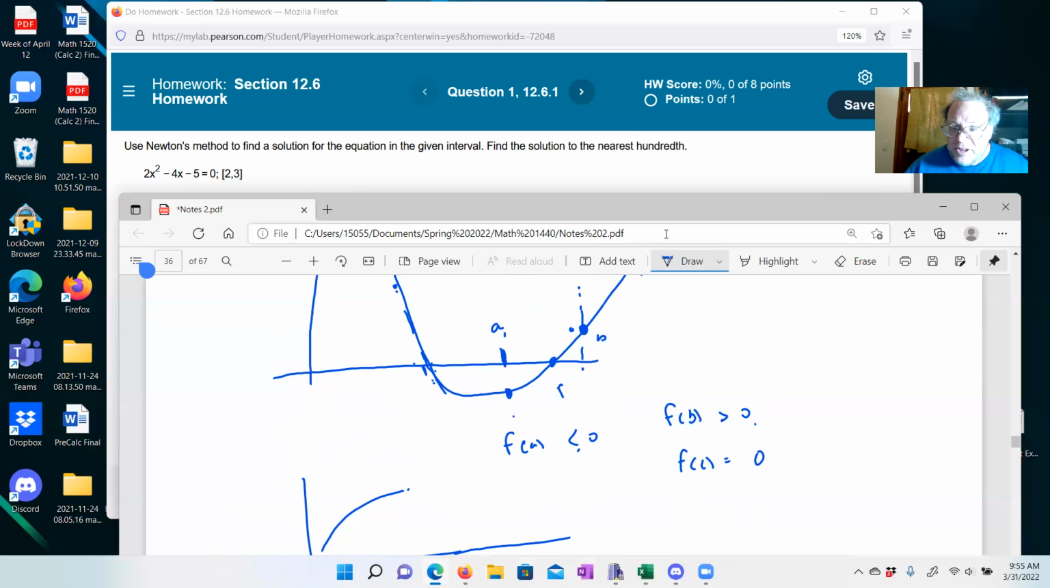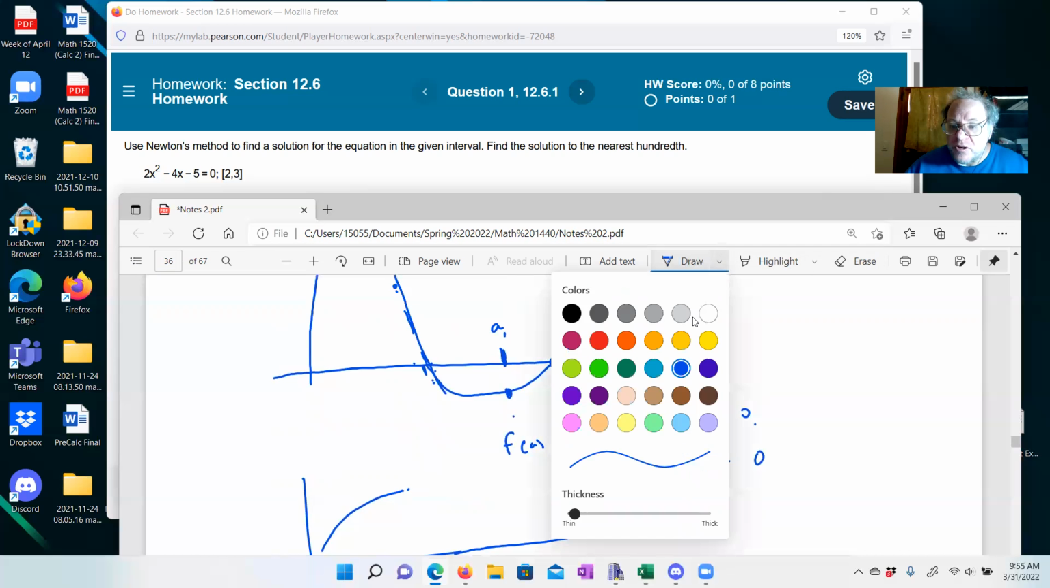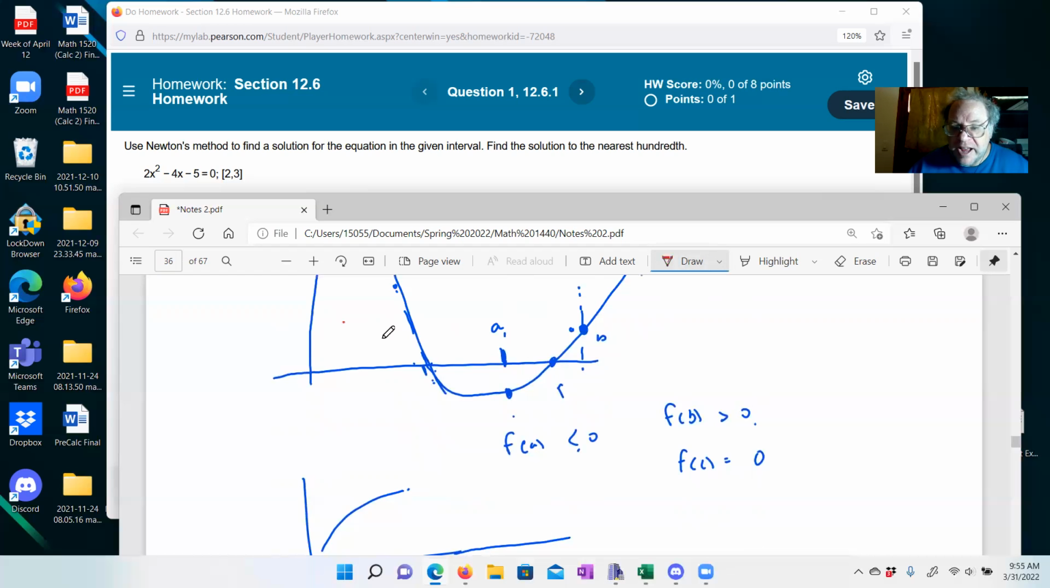So when you make your guess here, what we're going to do is we're going to have our function value, and we're going to get the slope here, and just pretend this is the slope.